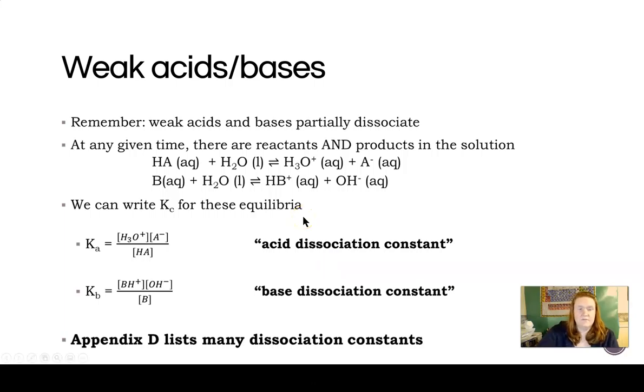Okay, so speaking of weak acids and bases, here is a couple of definitions for you. So again, a weak acid or a weak base is something that only partially falls apart when you put it in water. So we end up with these equilibrium reactions. And so HA is how we represent an acid. This would be a monoprotic acid.